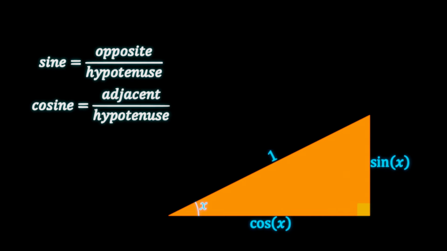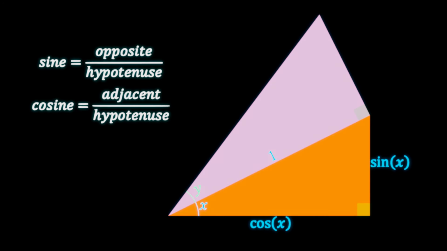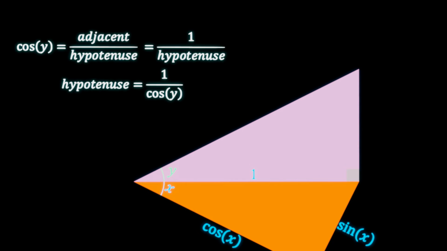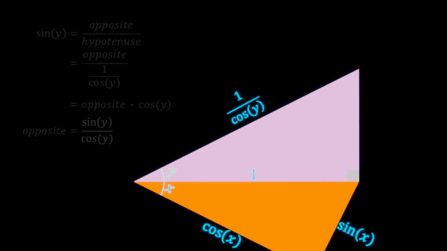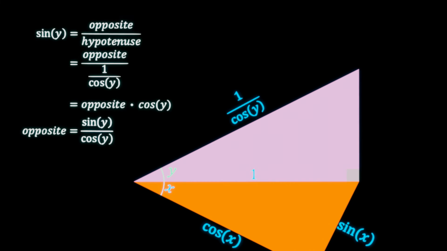Now, we construct another right triangle, with angle y, atop the first. The side adjacent to y then has a length of 1. As cosine of y is given by 1 over the new hypotenuse, the length of this hypotenuse is 1 over cosine of y.